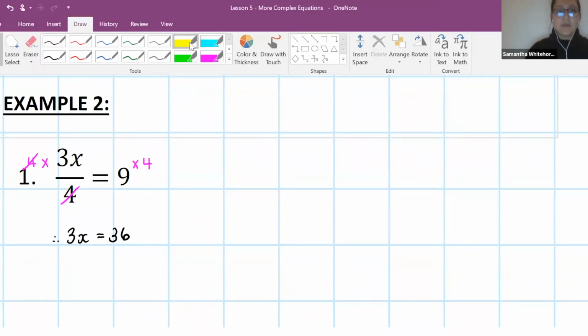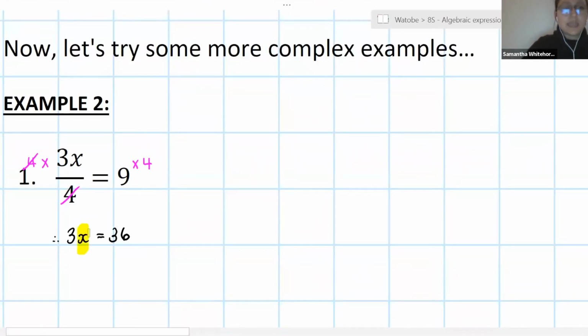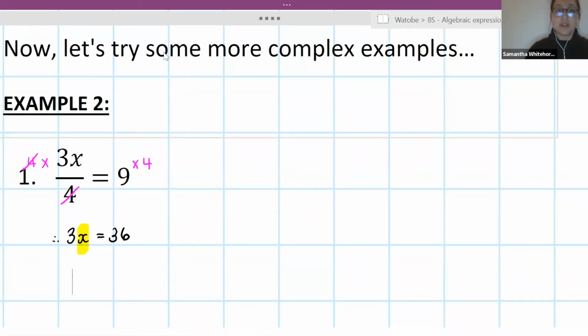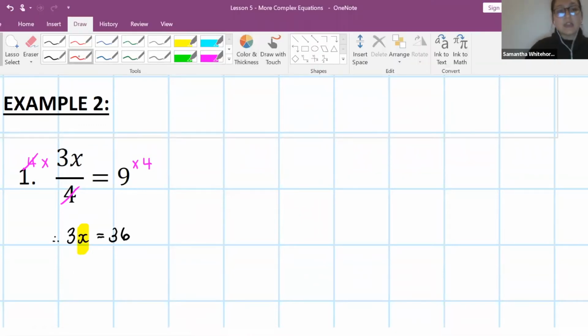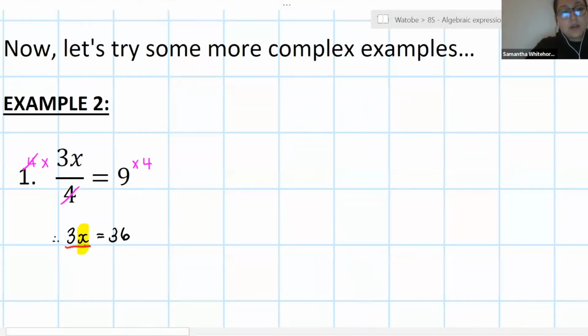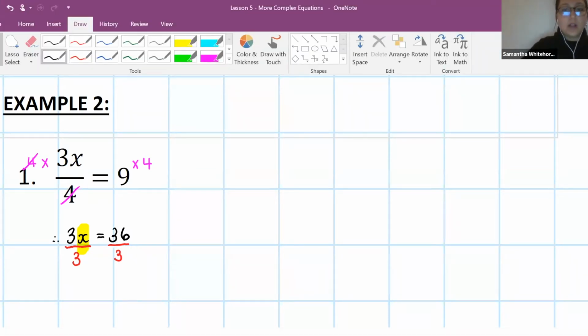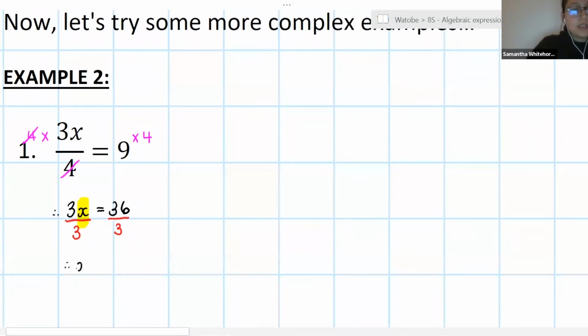Now, again, we need to remember the goal here is to get that x alone. So I have still got a multiplication by 3 that I want to deal with. And so what I do is I use my opposite operation. So I use division and I go and divide both sides by 3. And so what I end up with is that x is equal to 12. Because 36 divided by 3 is 12.